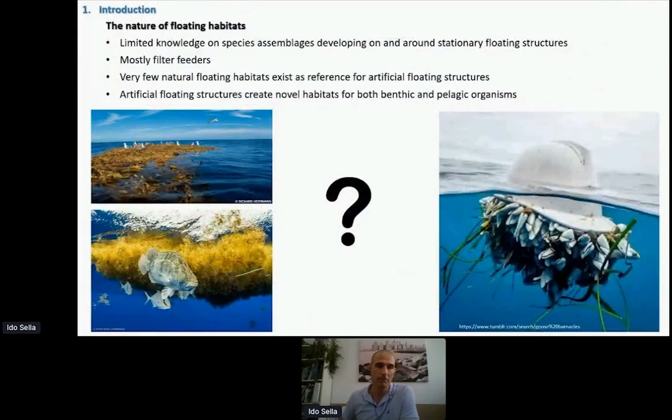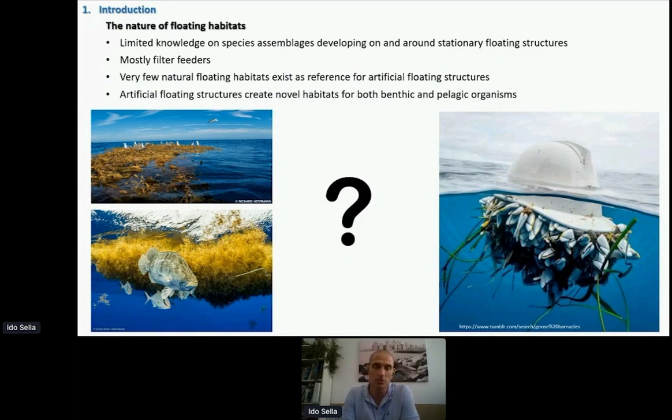Just as we go forward, a little bit about floating structures. Currently there's very limited knowledge on species assemblages developing around stationary floating structures. When I say stationary floating structures, I mean structures that are anchored on site, that are not, let's say, ocean going or do not have a dynamic propulsion.